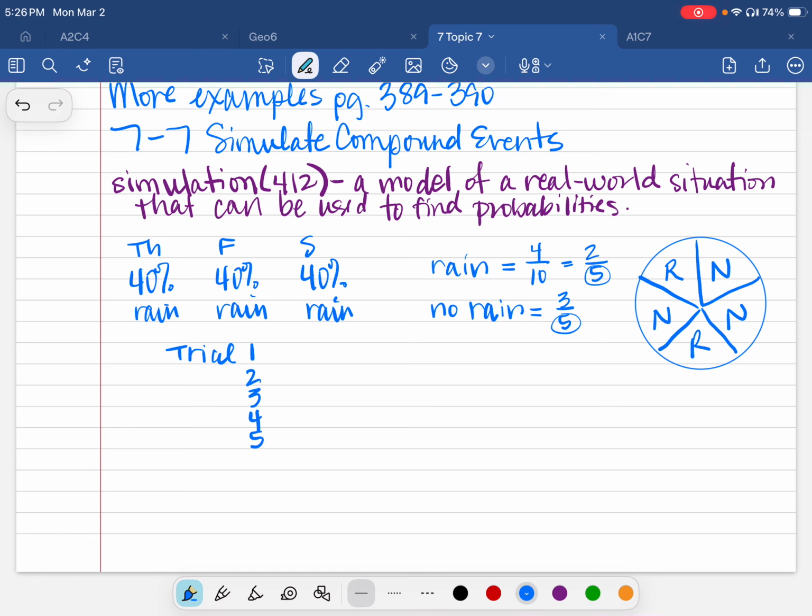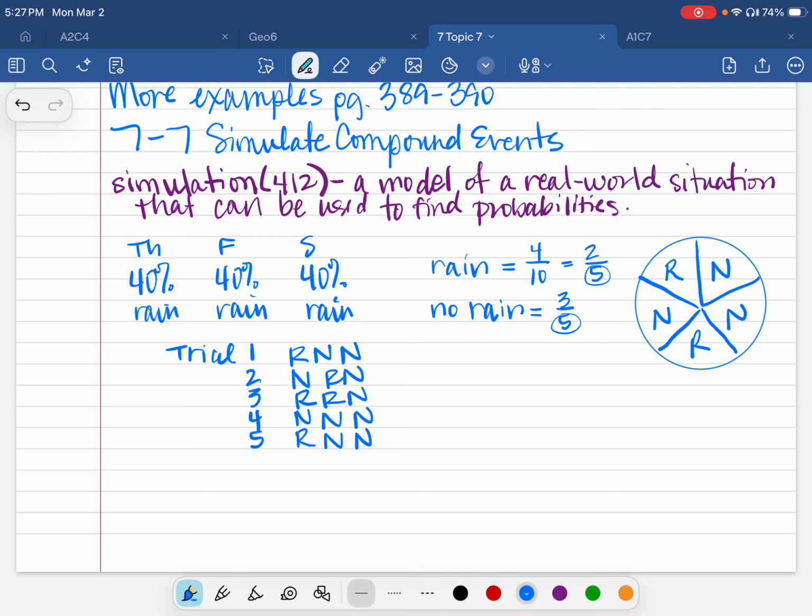So she spins it and she gets rain, no rain, no rain on the first trial. No rain, rain, no rain. Rain, rain, no rain. And this one, we got none all the way across.